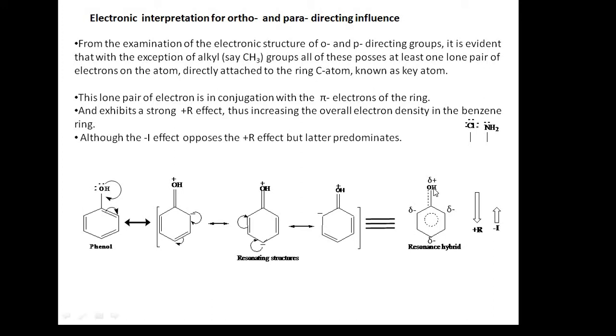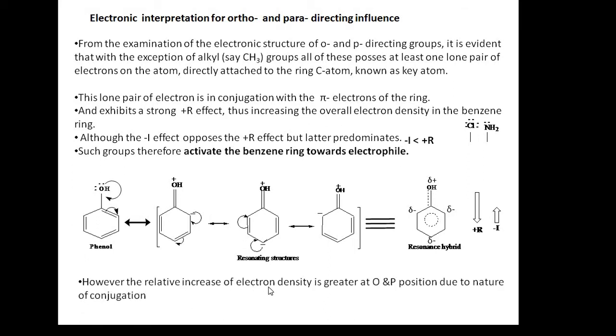But you can observe this OH group is also exhibiting inductive effect on the phenyl ring, that is, it is withdrawing electrons from the phenyl ring by inductive effect due to the higher electronegativity of the oxygen atom. But it is of very small quantity. Naturally, plus R overcomes the minus I effect because minus I is very small compared to plus R, and hence the ring is activated towards electrophilic attack.